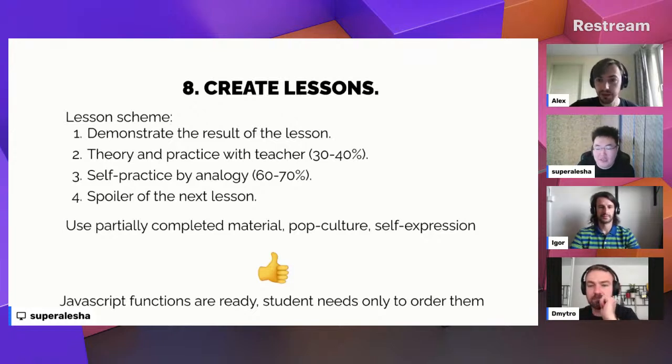Right. Okay, so we are coming to the end.